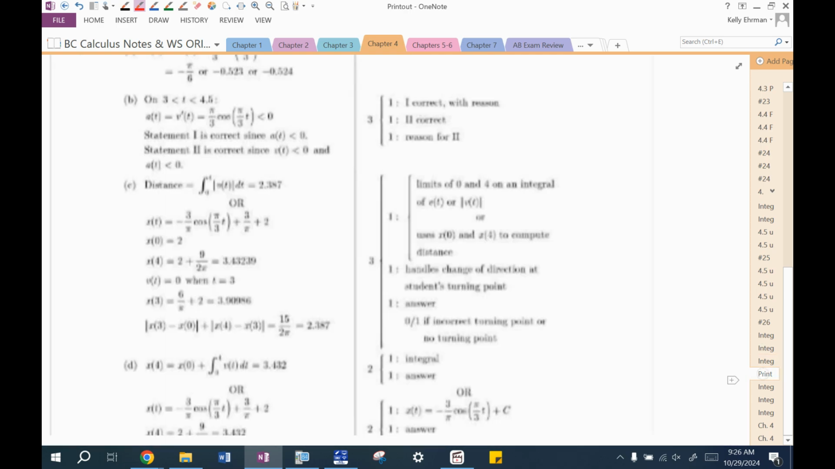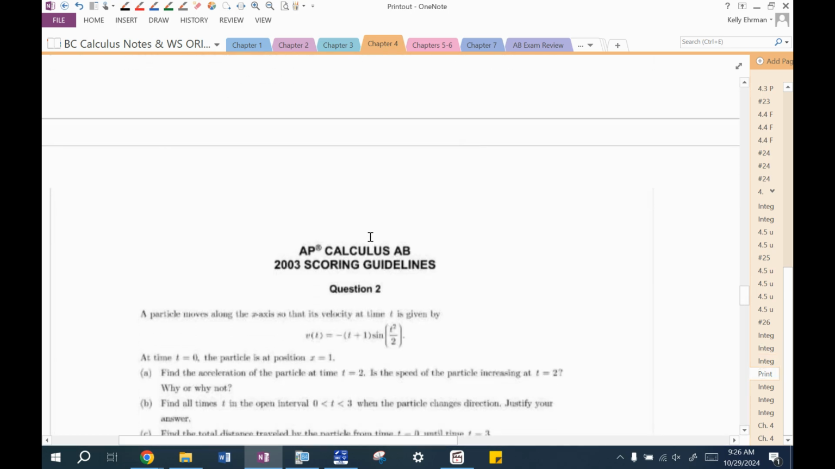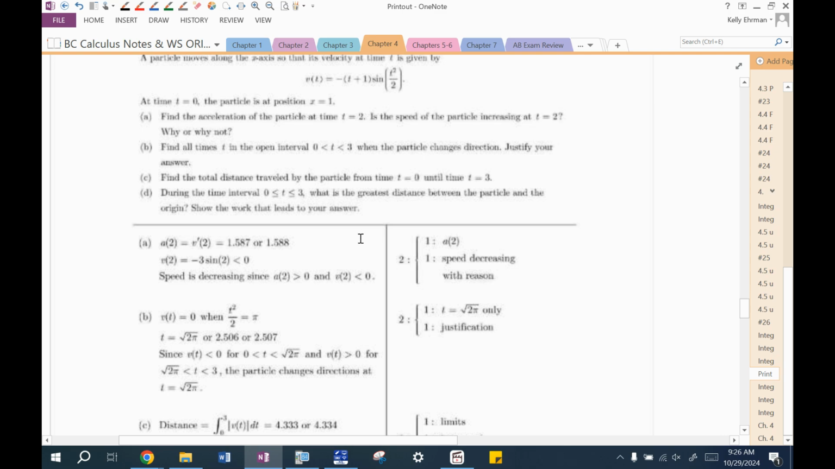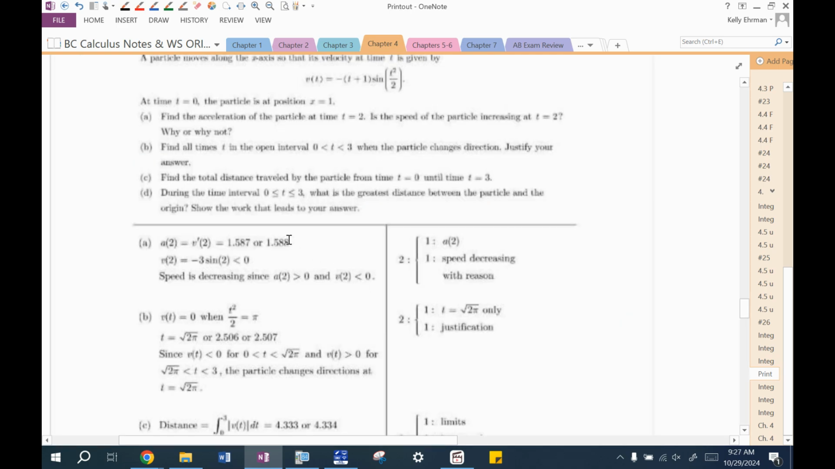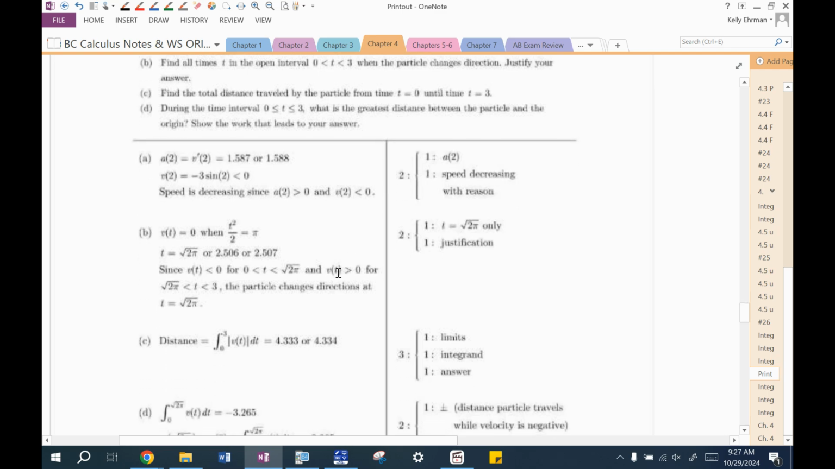Let's check our scoring guidelines, since I assume I have them in here. All right, so 1.587, I honestly can't remember what I got for that. 1.588 because of rounding there. And then the other answer says, yep, okay, v of 2 is less than 0. So you need to say speed is decreasing, which we did with reason. That was our reason. Again, you can have the decimal version.